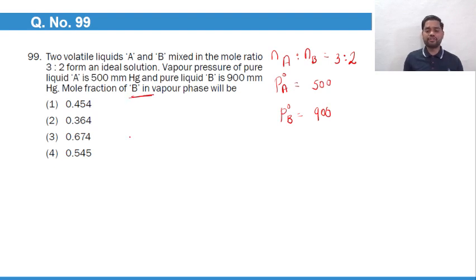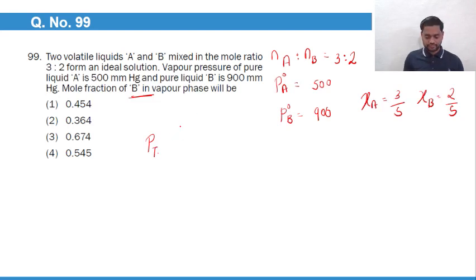Again vapor phase. So first of all we have to apply Raoult's law and then we have to apply Dalton's law. Na and Nb is given. To apply Raoult's law we require mole fraction. So Xa will be 3 by 5 and Xb will be 2 by 5. For Na it will be 3, 3 plus 2, that is 5. Xb is 2, that means 2 by 5. So total pressure.